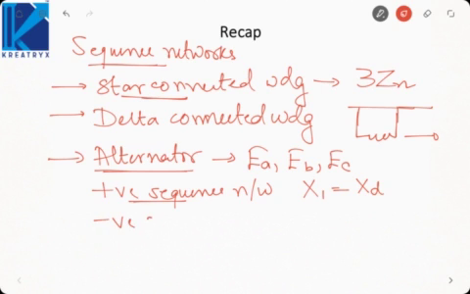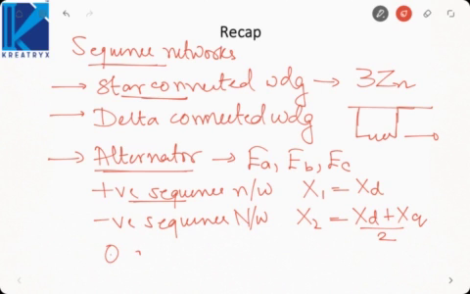Then for the negative sequence network, the armature MMF rotates at synchronous speed but in a direction opposite to the rotor direction. So there is a relative speed of 2ns between the rotor MMF and the armature MMF, and hence it encounters xd and xq in an alternate fashion. So we kept x2 is equal to (xd plus xq) by 2.